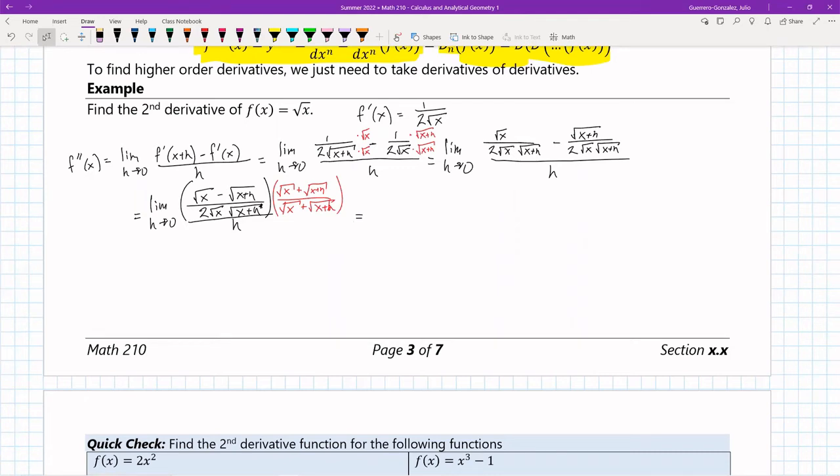And the way that it'll fix it is, okay, there we go. What we're gonna get is this right here. I'm gonna write it out. h goes to 0, okay? I'm gonna actually write out the entire thing so you guys can see how nasty this looks. Square root of x minus square root of x plus h.